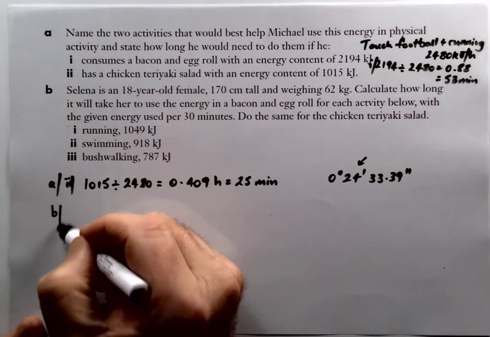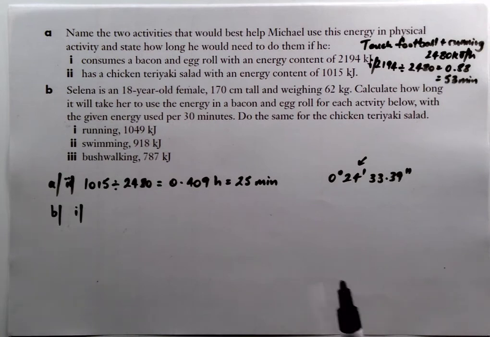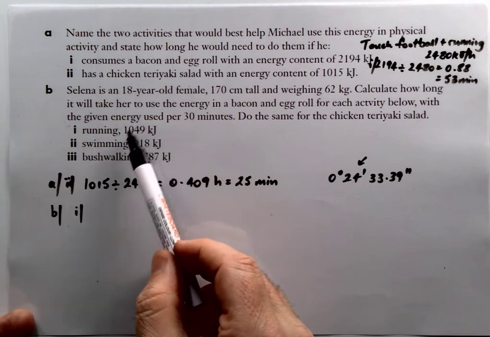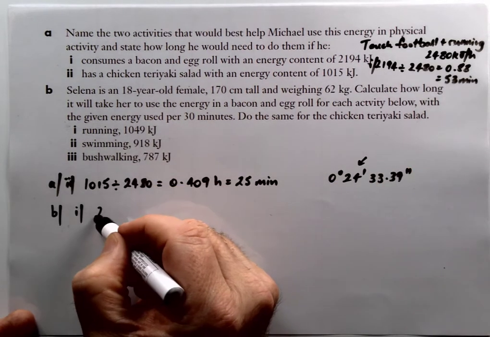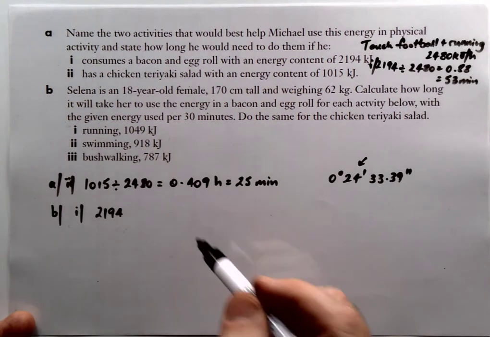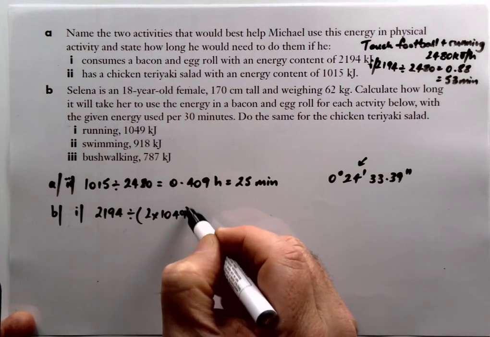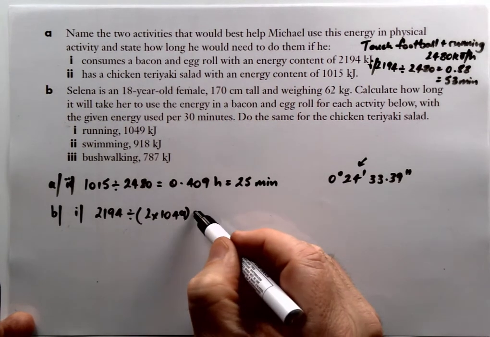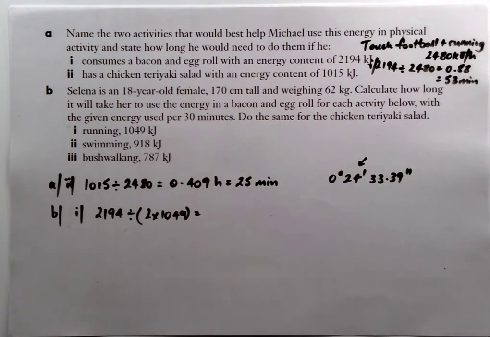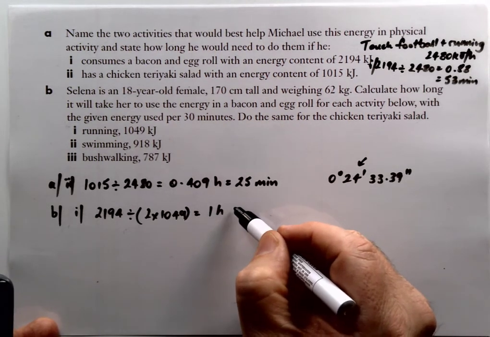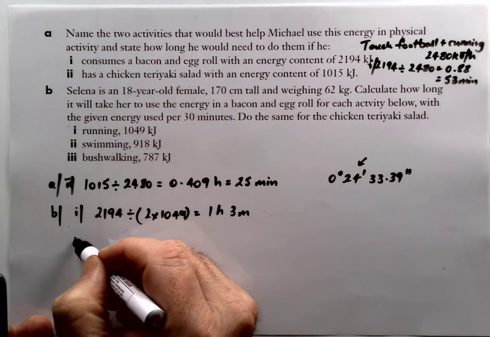Okay, so B, part 1. Again, what we're going to be doing here is we'll double this to work out the rate of kilojoules per hour. So we're going to go the 2194, which is the number of kilojoules in the bacon and egg roll. We're going to divide it by 2 lots of 10.49. So again, that's just the number of kilojoules that would be burnt in a whole hour. And again, we'll just shove that into our calculator. We get a decimal, but again, let's press the degrees, minutes, seconds button, and we'll get 1 hour and 3 minutes by the time we round that off.